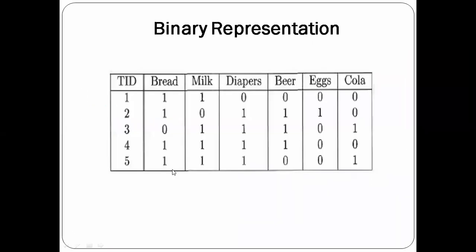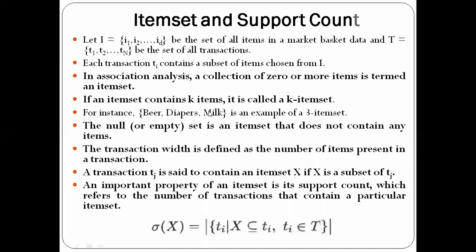So the number of items present in the transaction specifies the size of the item set. One more example: beer, diapers, milk. This item set contains 3 items, so it is a 3-item set. An item set is nothing but a collection of items. How many items are present in a transaction, that is called the item set size. In general, if there are k items, then that is called a k-item set.